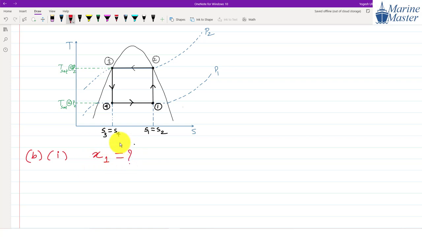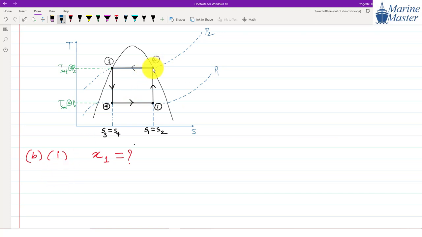So what we need is X1. Try to understand the scenario here. For that purpose, just have a look at this TS diagram. What is the state of point 2? Point 2 is dry saturated vapor. What is the state of point 2? Dry saturated vapor.